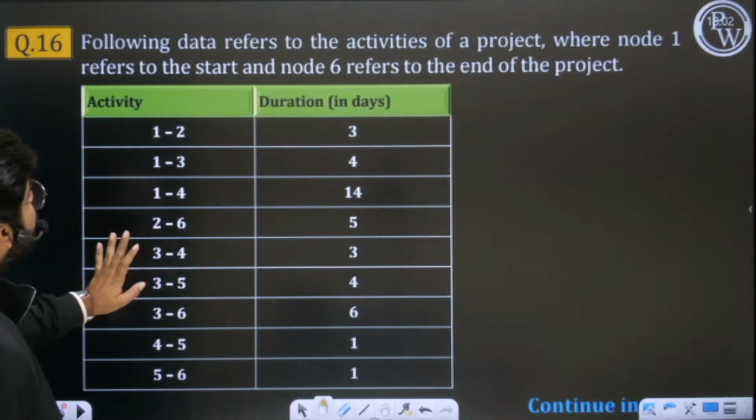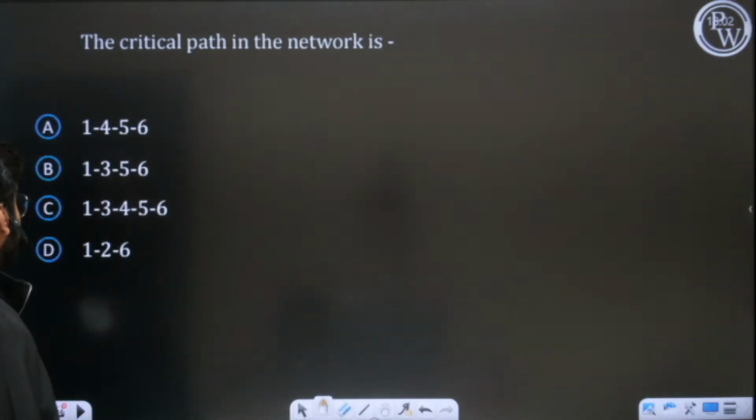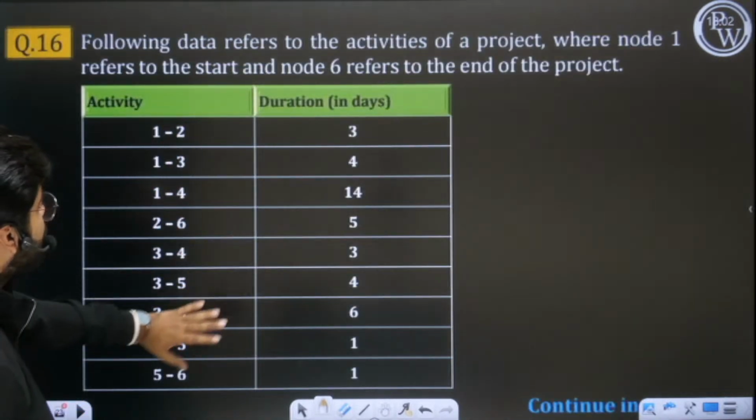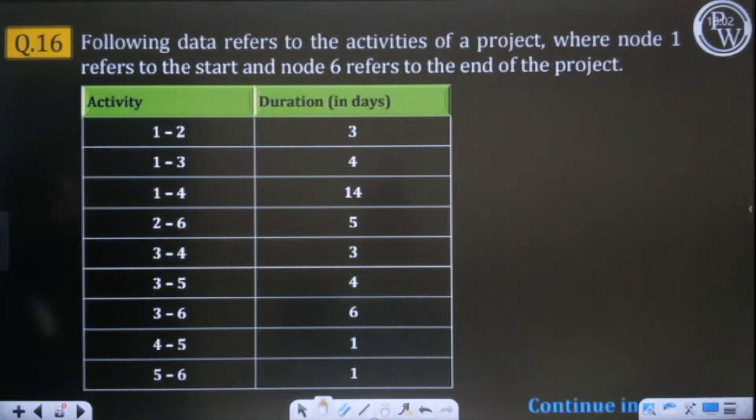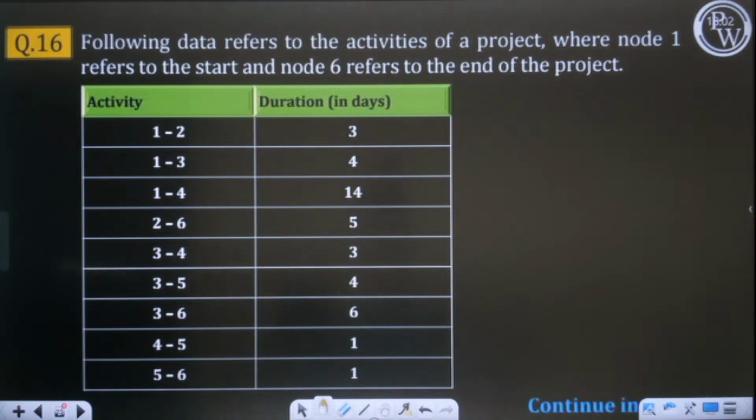Okay, so we have this question. Following data is given to you, and you have to find the critical path. So first, you have to draw the network. Activities are given to you. Draw the network and find the critical path here. Find it simply. Very basic question. Simply draw the network diagram and find the longest path.